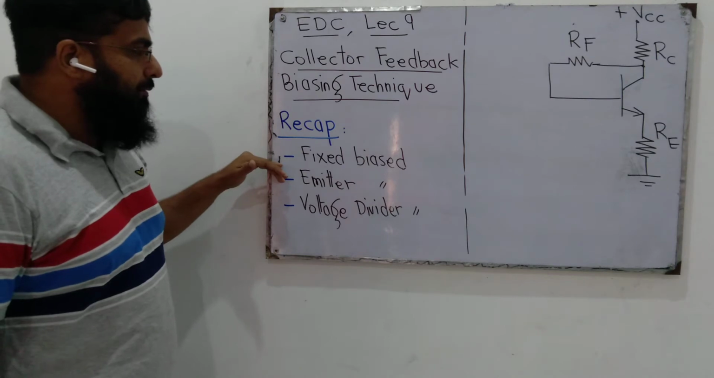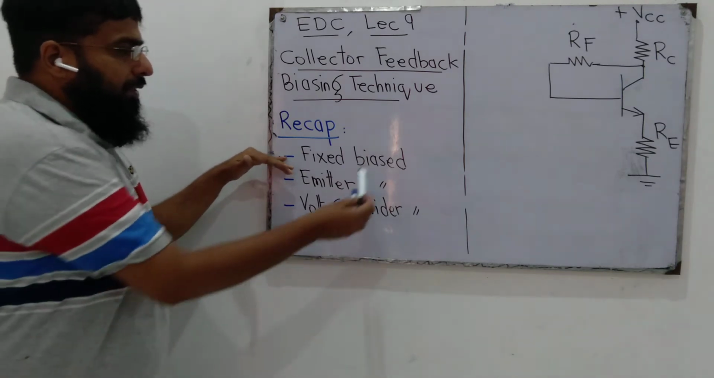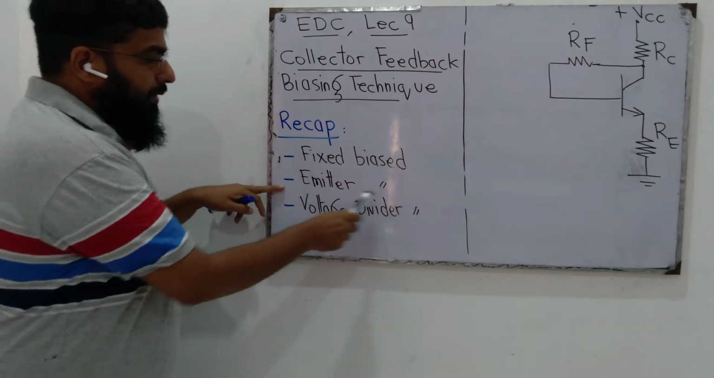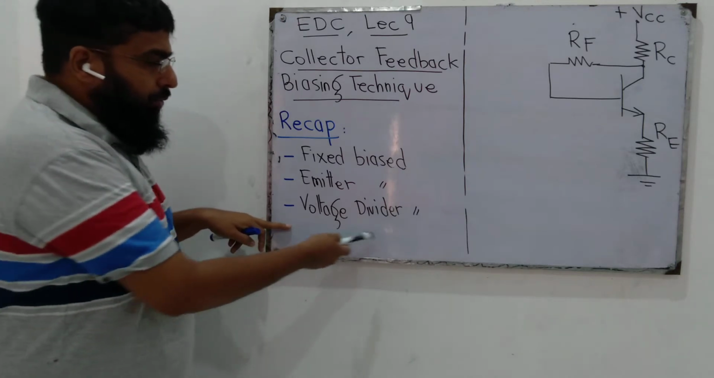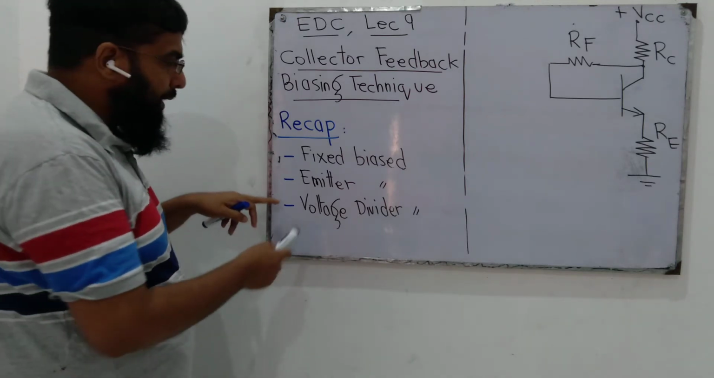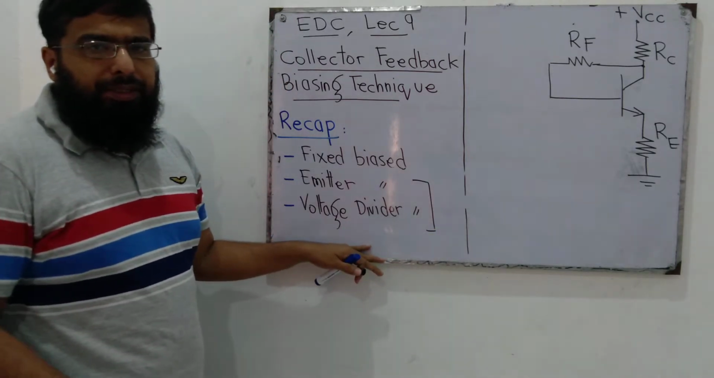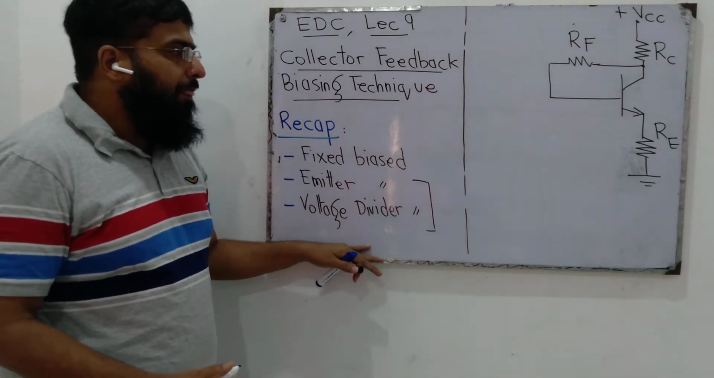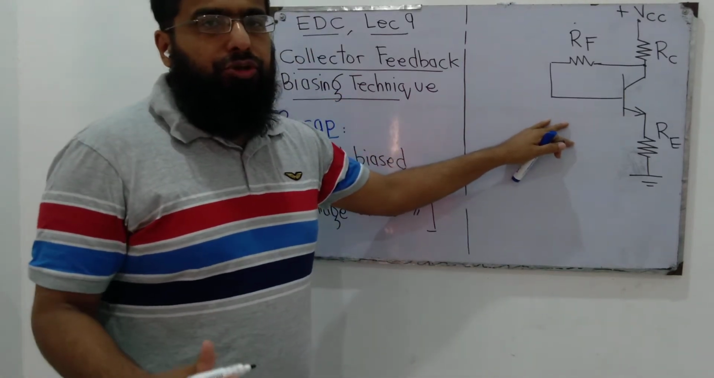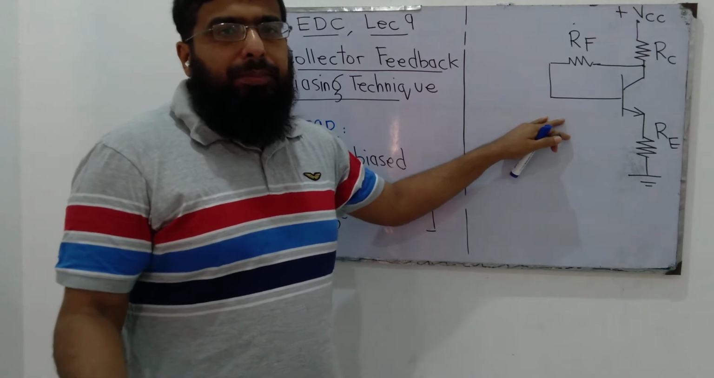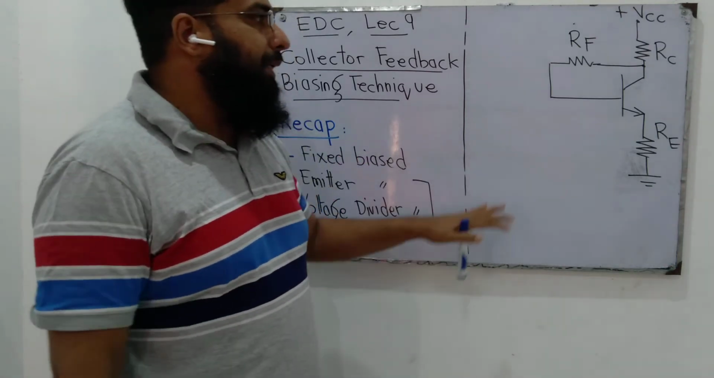Before this we have studied fixed bias technique, emitter bias technique. In this technique we don't have an emitter resistor. Here we have an emitter resistor, a voltage divider bias where we have two base resistors. These two techniques were studied because they offer more stability versus variations in beta. Today we will study collector feedback technique. This technique is also known for providing a more stable bias point versus variations in beta.